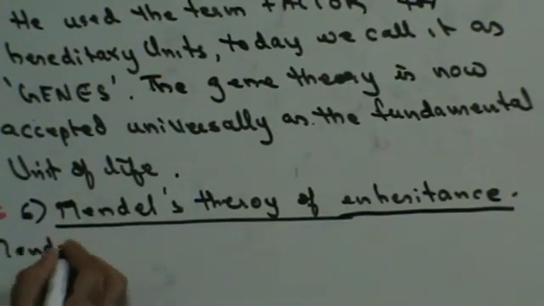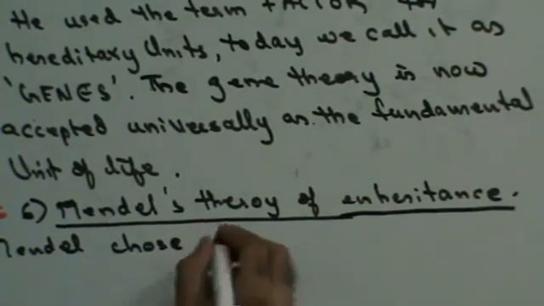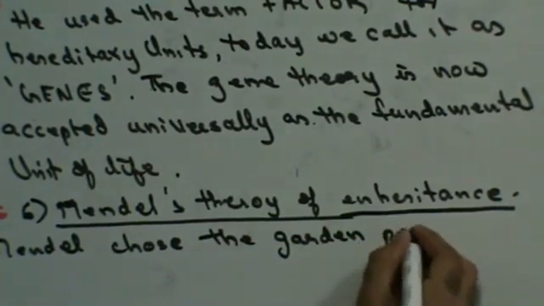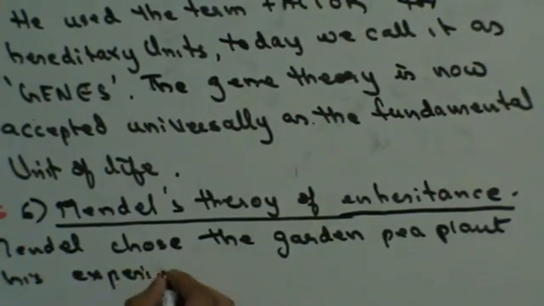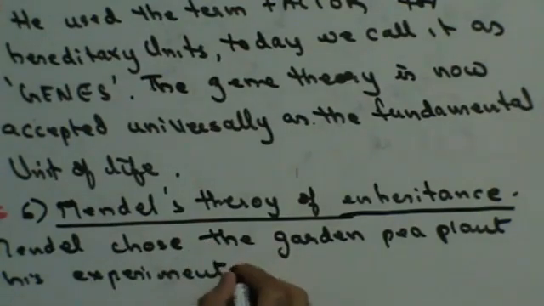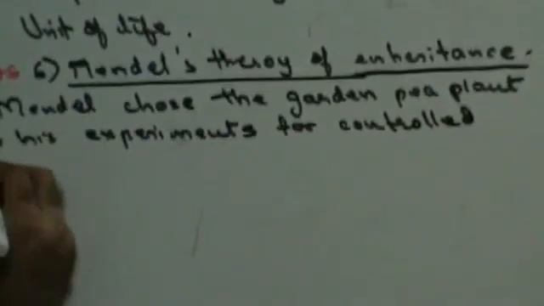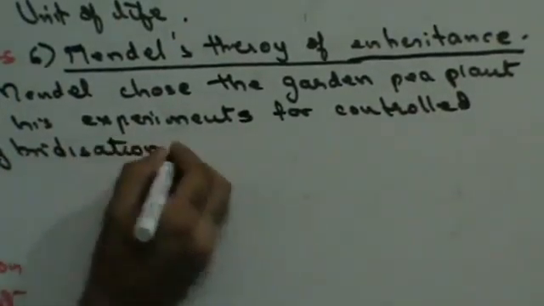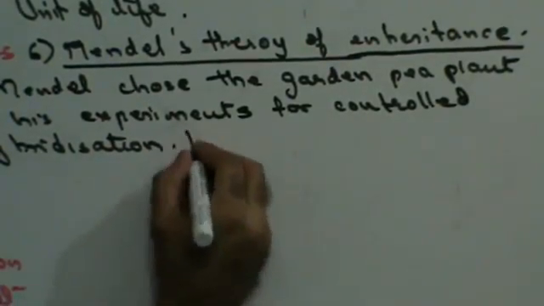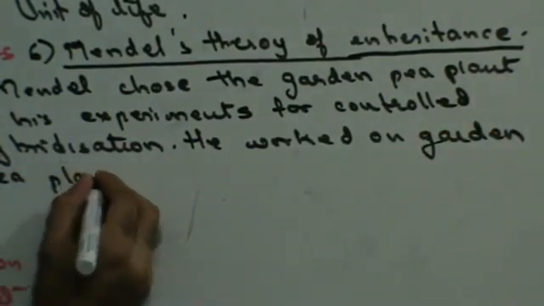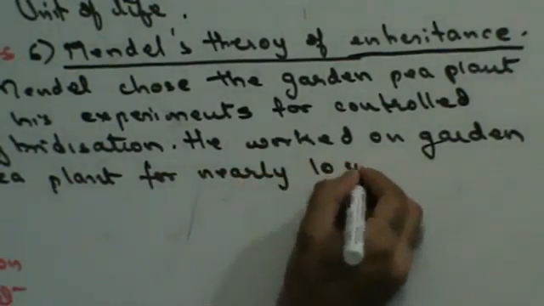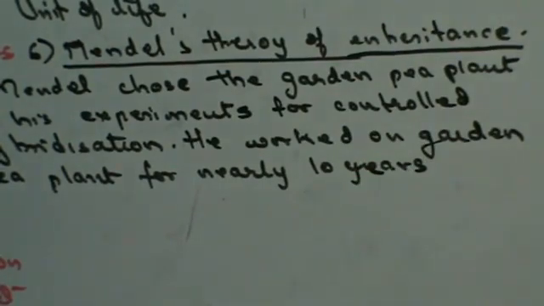Mendel chose the garden pea plant for his experiments for controlled hybridization. Right? He worked on garden pea plant for nearly 10 years and reported the results of some of his experiments.